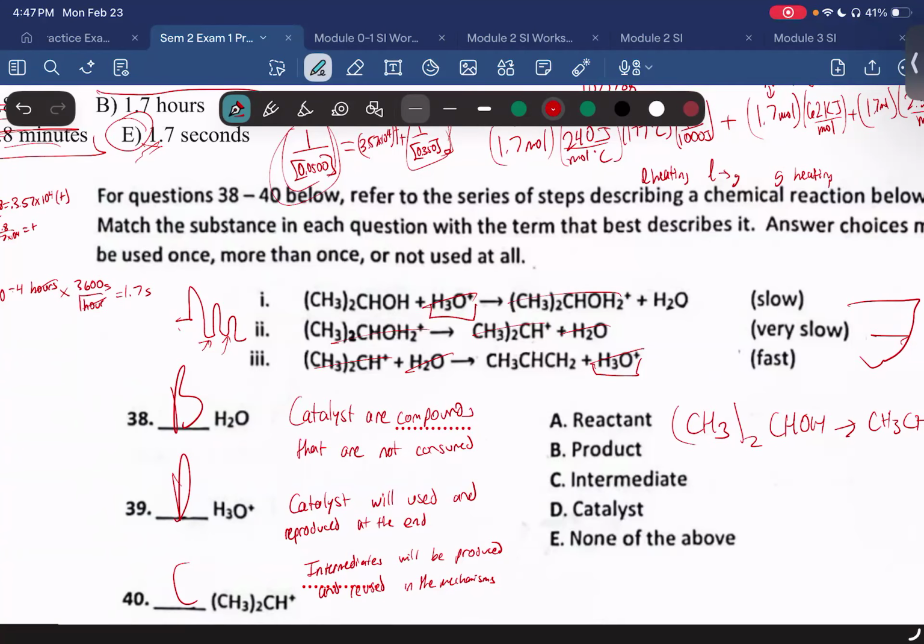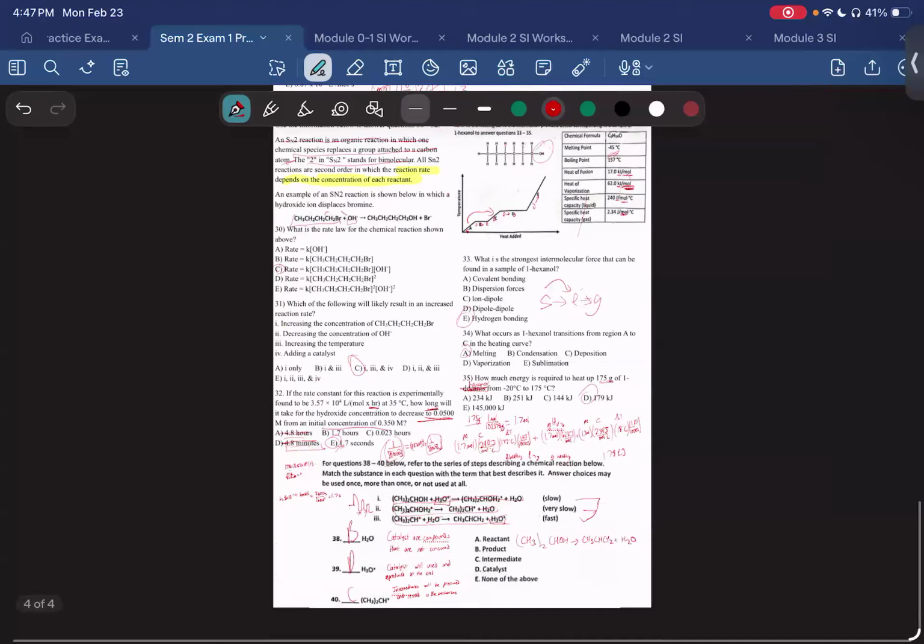Okay, thank you. Yeah, none of these compounds would be none of the above. These are all something that's in the reaction, whether it's an intermediate, a product, a reactant, or a catalyst. So yeah. Okay. Any other questions?